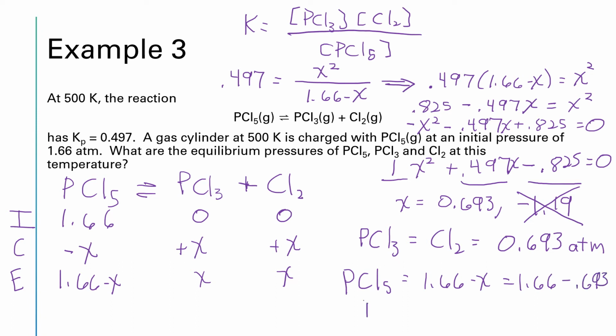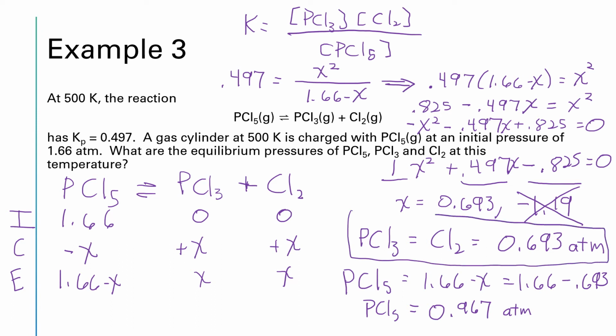So PCl5 will be equal to 0.967. So those are the answers that we were asked to find: the pressures of PCl3, Cl2, and the pressure of PCl5.